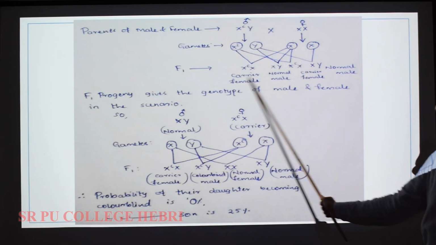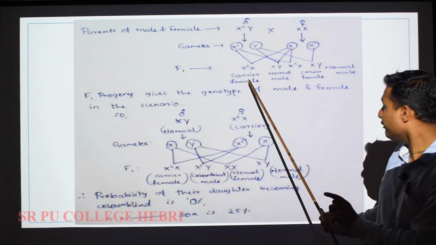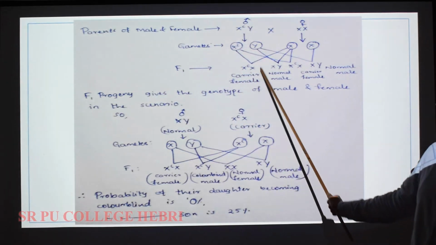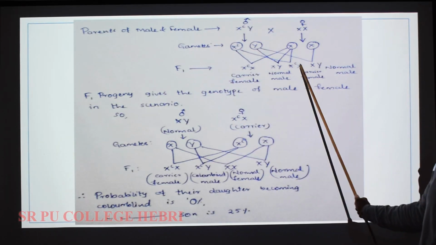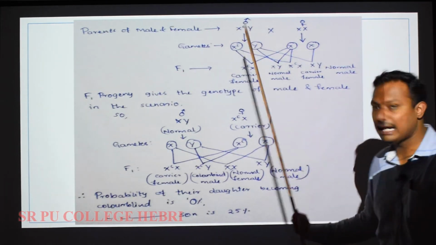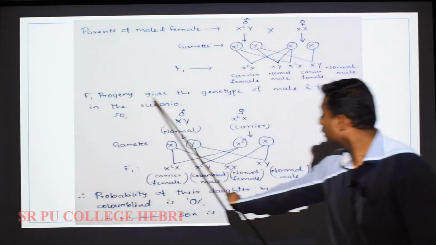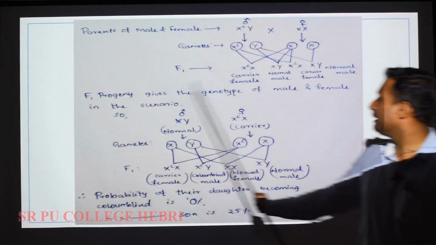When you take the gametes and carry out the cross, in the F1 progeny, the male and female of the present scenario: the female will be a carrier, and the male will be normal. Male will be normal and the female a carrier, right? So the F1 progeny gives the genotype of male and female in the scenario.